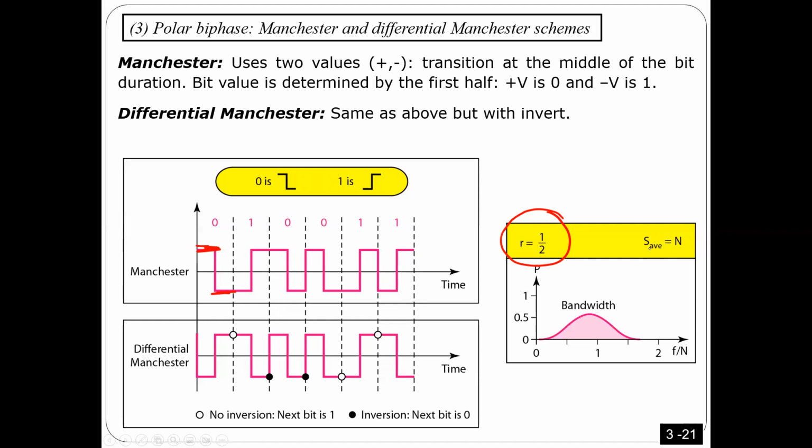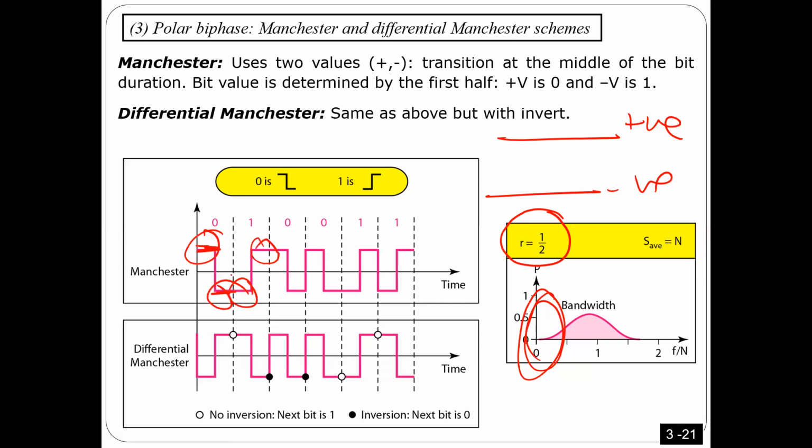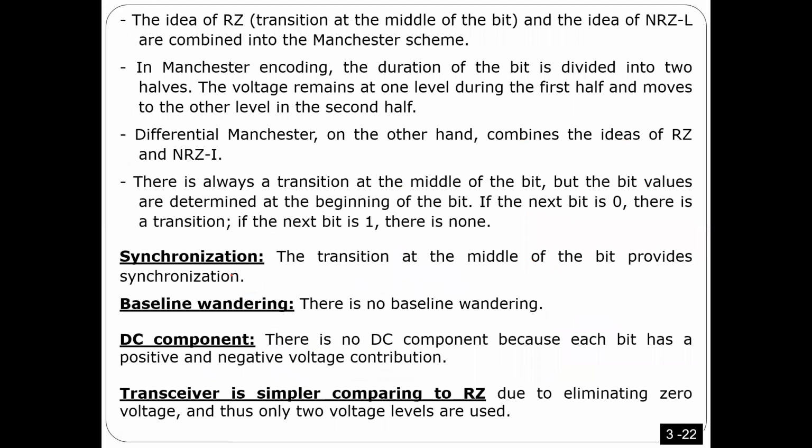Now let's look at other things. If you look at DC component, you can tell from here there is no DC component. Because there is no way we can get positive voltage fixed or negative voltage fixed, because we always, as you see here, half of the time high, half the time low, half the time high, half the time low. So you're not going to have positive all the time. Same thing, synchronization is good. Baseline wandering is good. DC component also is good.